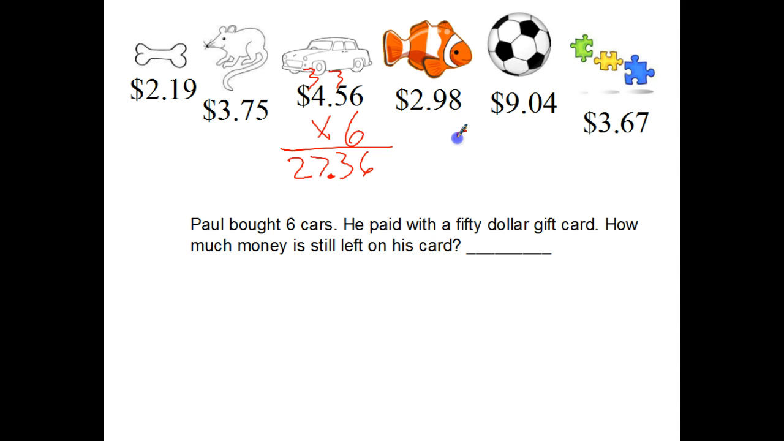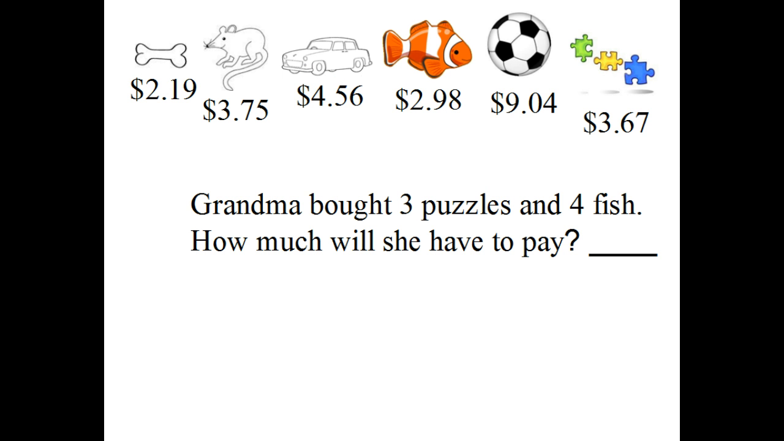How much money did he start with? It doesn't matter that it's a gift card or a $50 bill or a check. It's just how much money you started with. I'm taking the $50 minus $27.36. Lots of borrowing going on again. 10, 9, 10, 9, 10. There's a 4 and a 6, 2 and a 2. He should end up with $22.64 on his card still.